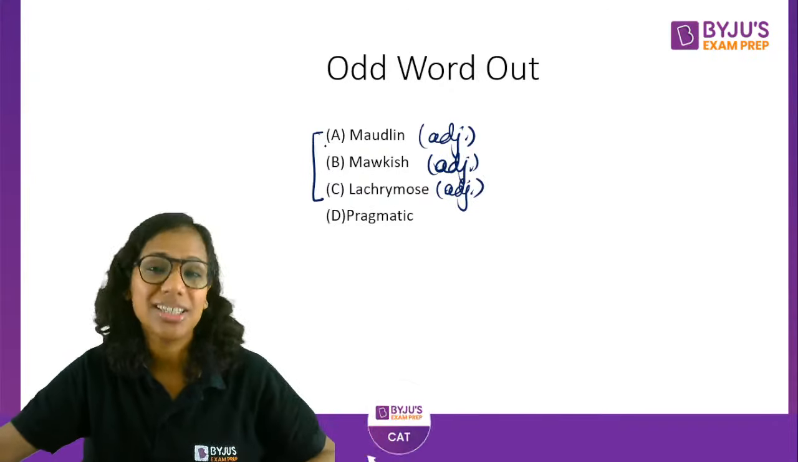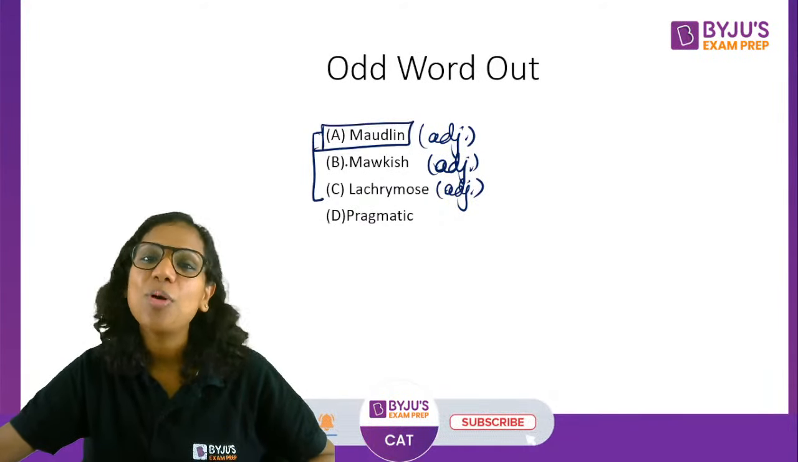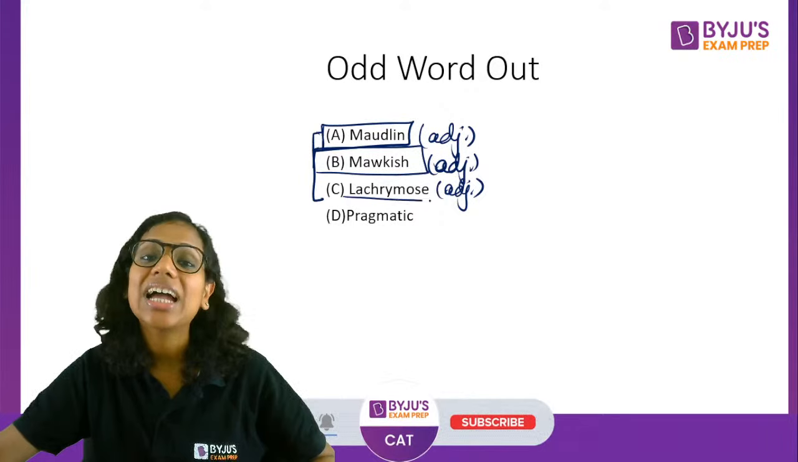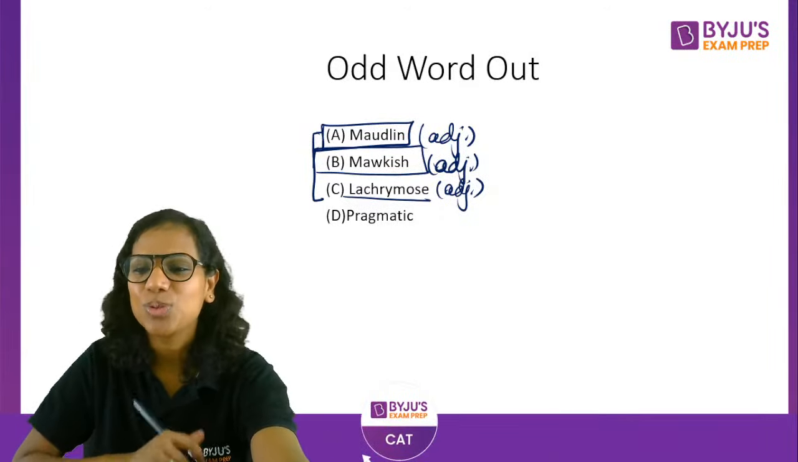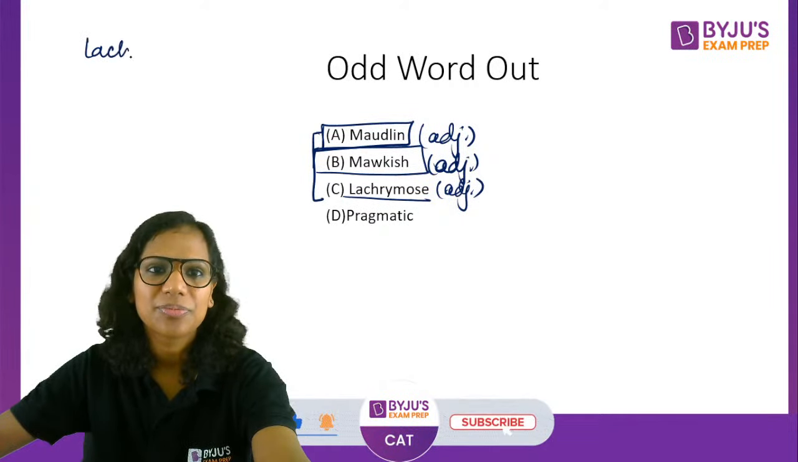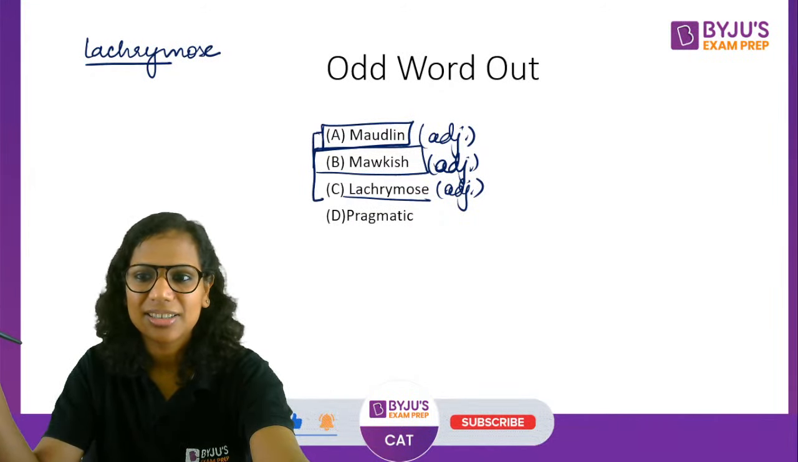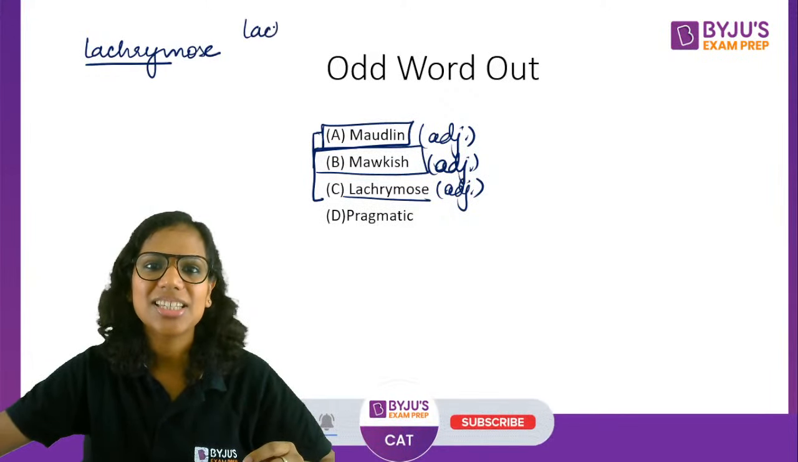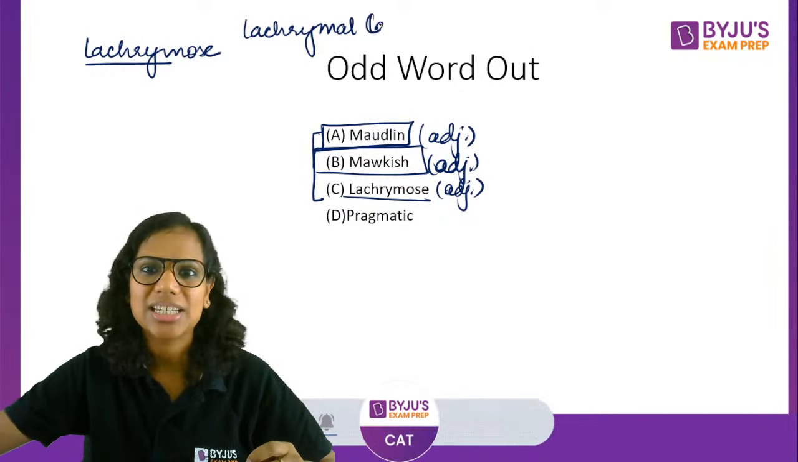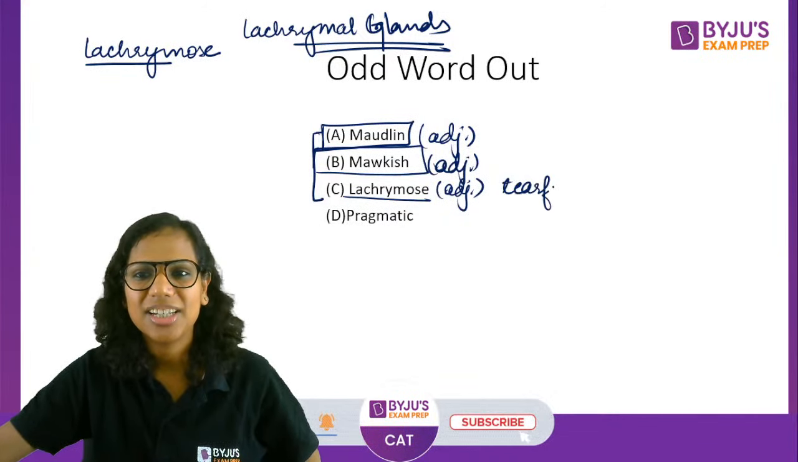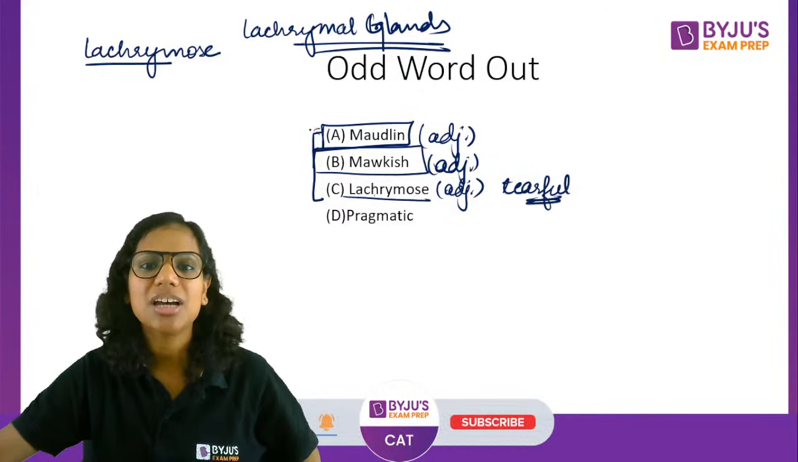Maudlin. Excessively sentimental. Mawkish. Again, something that is sentimental to the point that it looks very pretentious, very false. Lachrymose. Anybody from a science background who can give me an etymology of lachrymose? What are lacrimal glands? Lacrimal glands are our tear glands, the scientific name for them. So, lachrymose is tearful. So, maudlin, mawkish, lachrymose, they are synonymous.